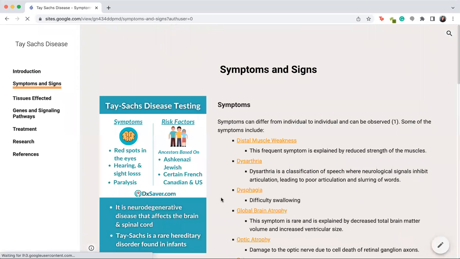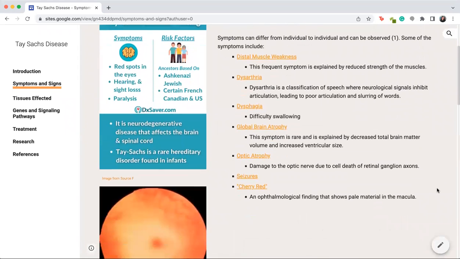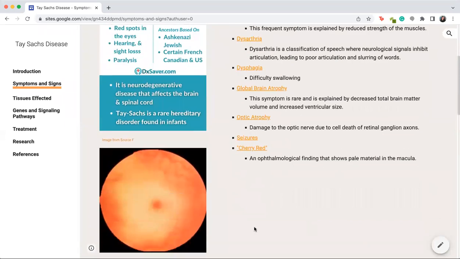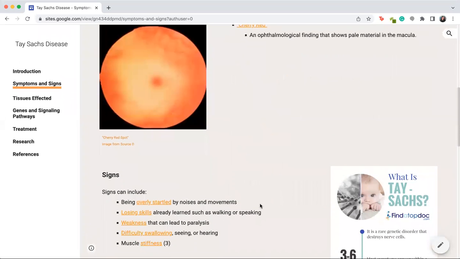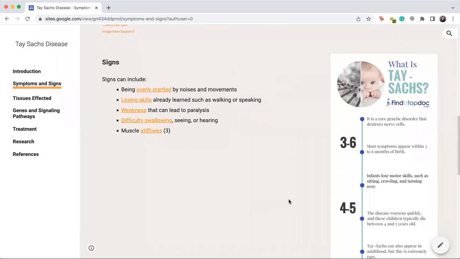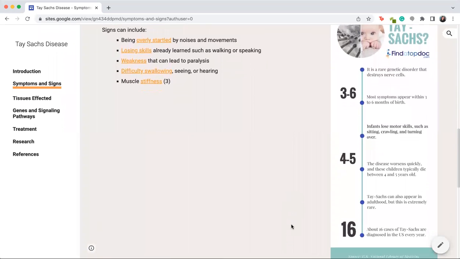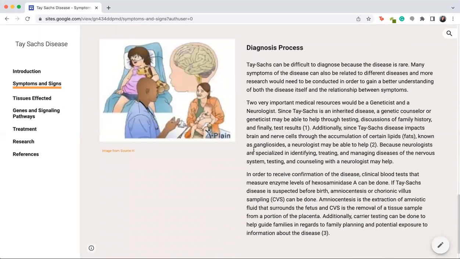Then the symptoms and the signs. I liked learning how to differentiate between symptoms and signs. I thought it was really interesting that one of the signs was a cherry red spot, which looks like this, as an indicator. I've never heard or seen anything quite like that. I think that weakness being one of the main signs and symptoms is pretty interesting too, and it definitely makes it harder to diagnose this disorder. Then going into the diagnosis process, a geneticist or a neurologist would probably be most competent to help you figure out what's going on.